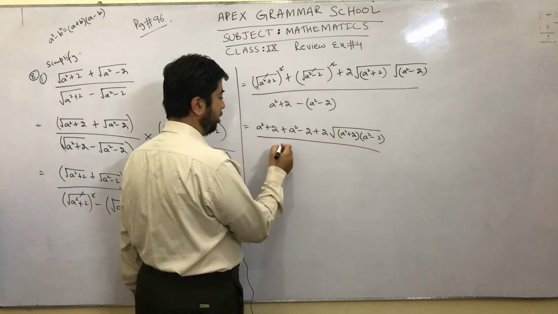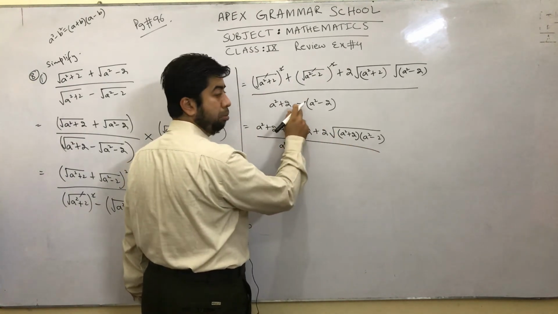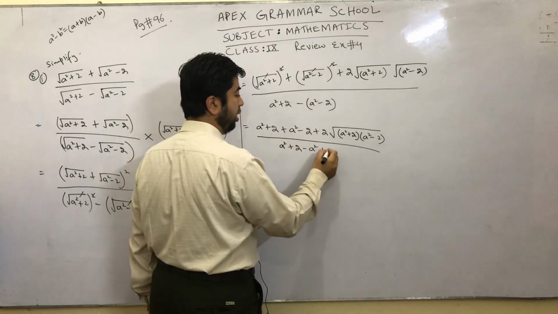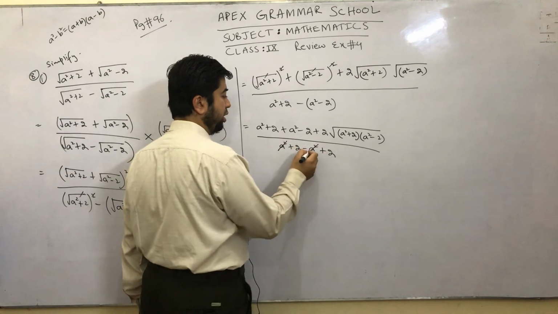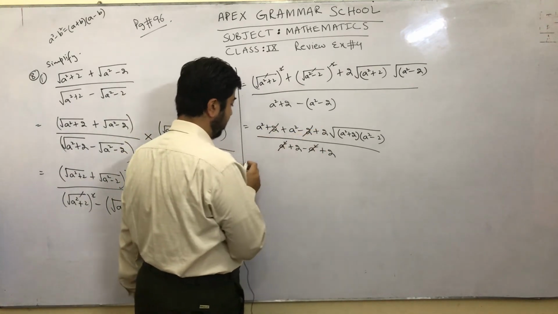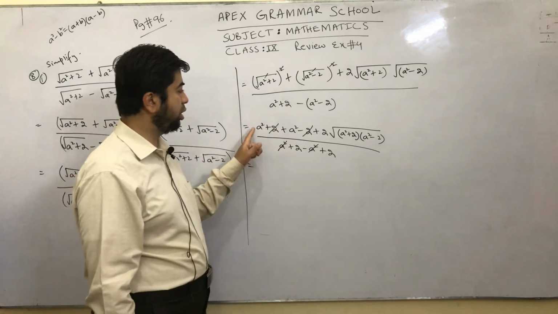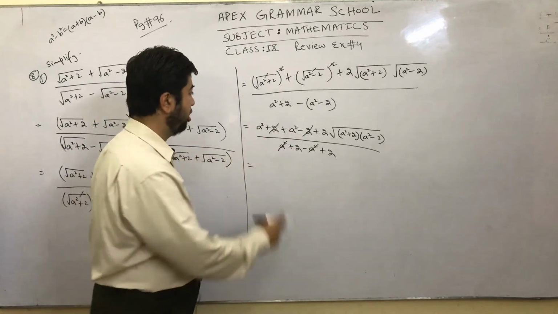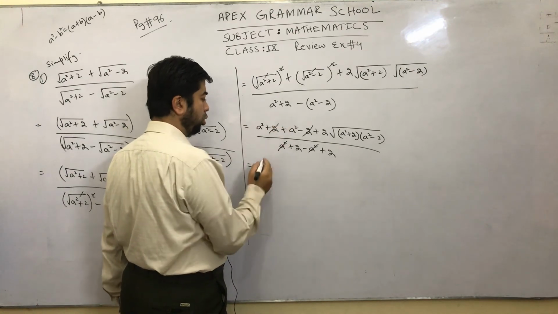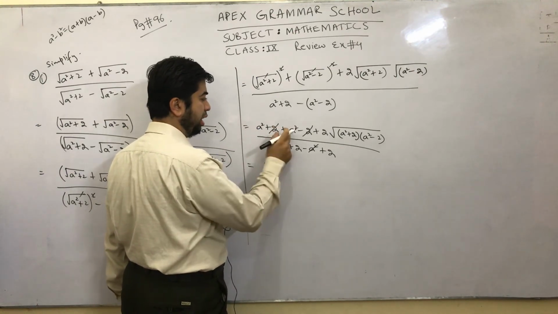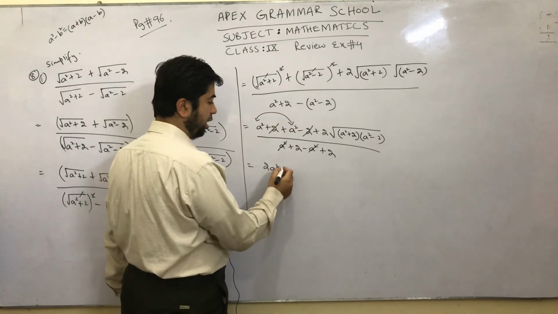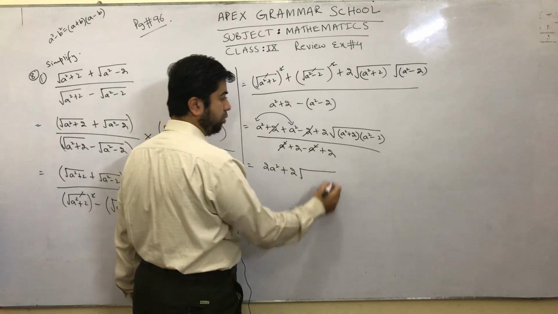And in the denominator, a square plus 2, minus is going to multiply inside: minus a square, and minus into minus plus. So a square is cancelled with this negative a square. This positive 2 is cancelled with this negative 2. So a square plus a square, how much is this? This coefficient is 1 and this coefficient is also 1. So 2a square, 1 plus 1 is 2, both are going to add. And after that plus 2 square root.